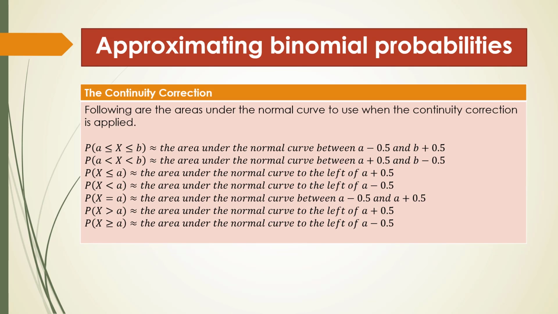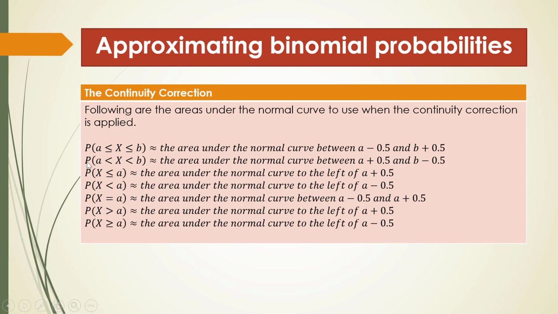So here is how the continuity correction works. Following are the areas under the normal curve to use when the continuity correction is applied. If the question asks for the probability that a is less than or equal to x less than or equal to b, then we can approximate this probability by using the area under the normal curve between a minus 0.5 and b plus 0.5, because we want both a and b to be included.